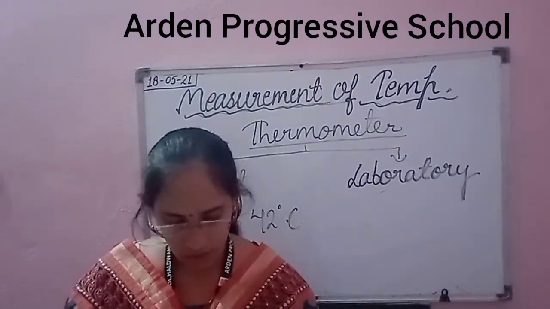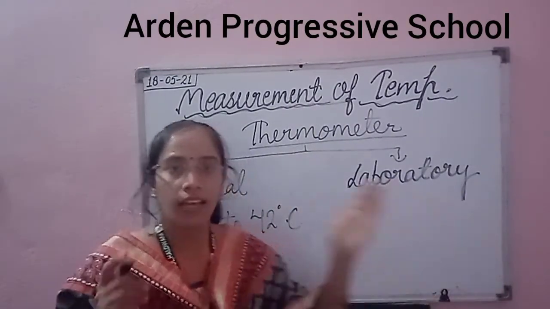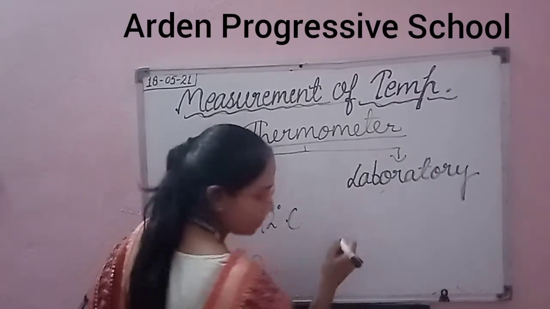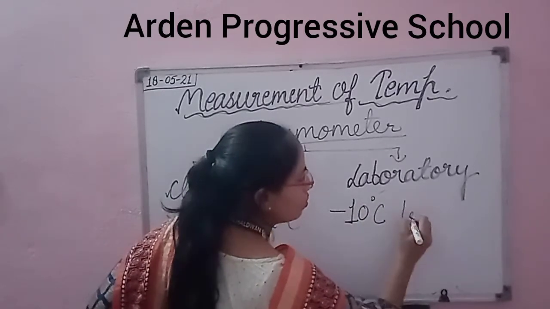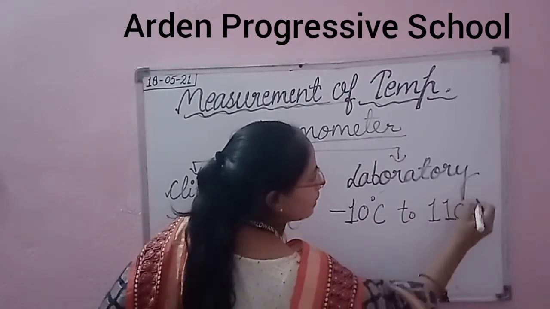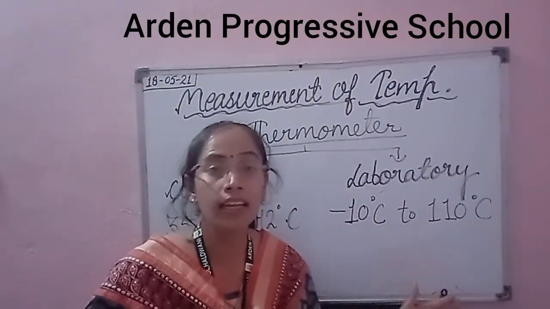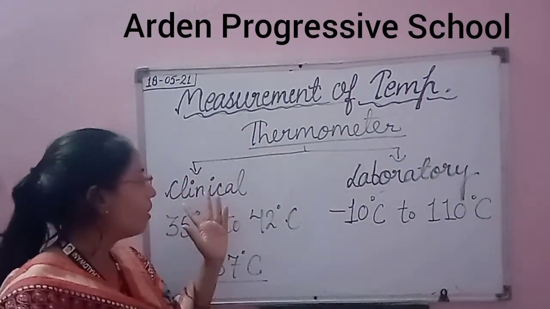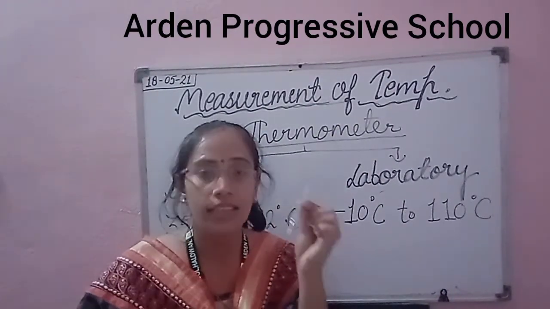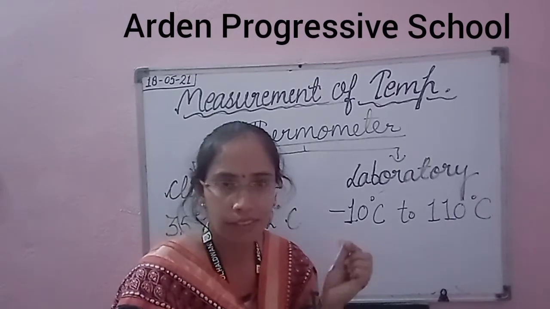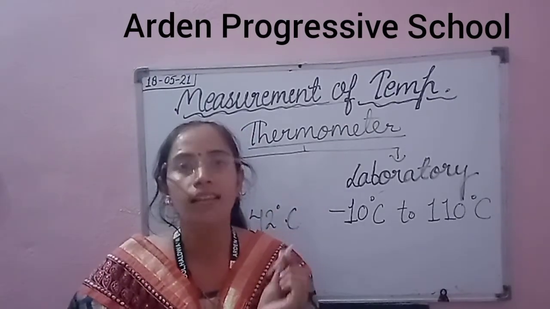So the next thermometer is the laboratory thermometer. It ranges from minus 10 degrees Celsius to 110 degrees Celsius. It is mainly used in the laboratory. The difference between the clinical and laboratory thermometer is that the clinical thermometer is small in size. And students, I don't have the laboratory thermometer, and it is about 3 times bigger than the clinical thermometer.